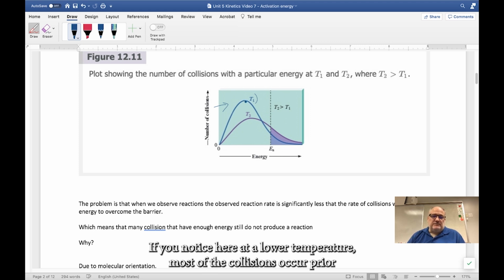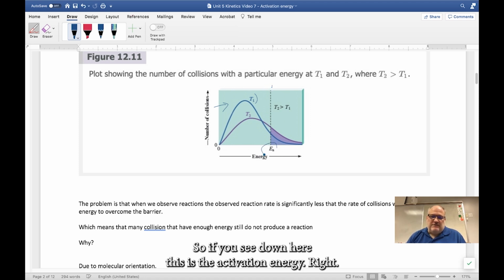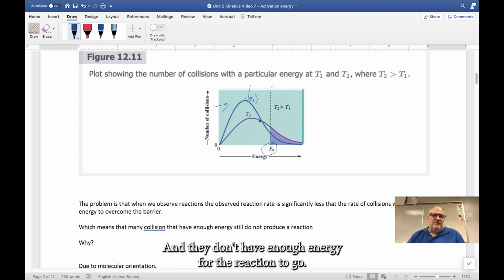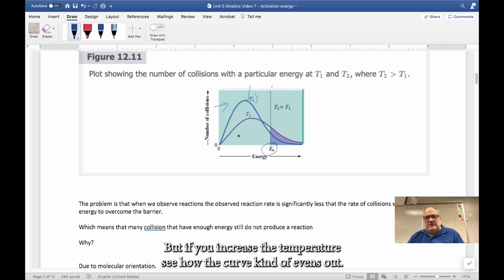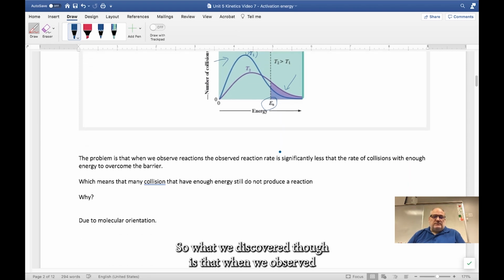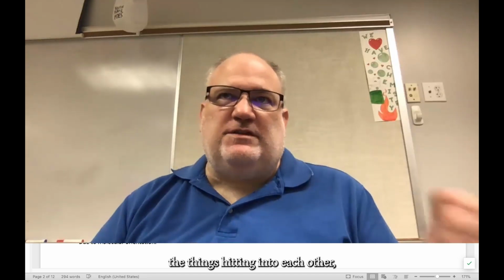If you notice here, at a lower temperature, most of the collisions occur prior to the activation energy. So if you see down here, this is the activation energy, right? The majority at a lower temperature are going to be occurring right here, and they don't have enough energy for the reaction to go. But if you increase the temperature, see how the curve kind of evens out, and you end up with more things that can react.